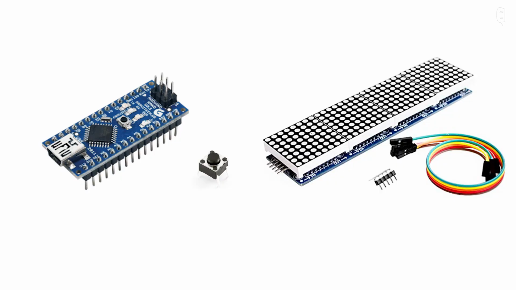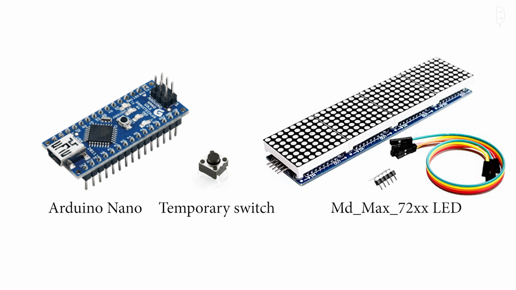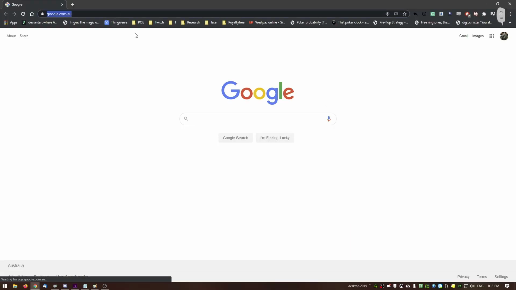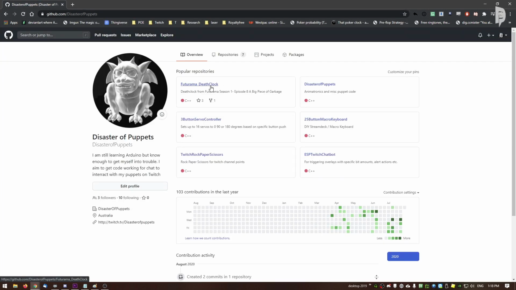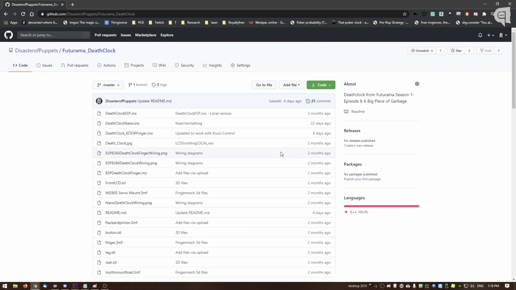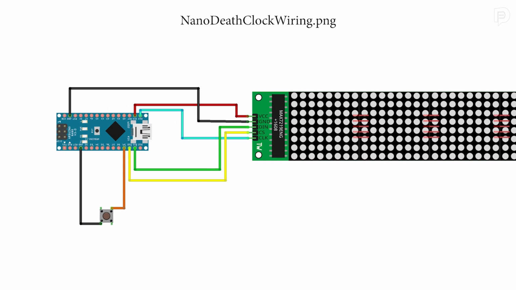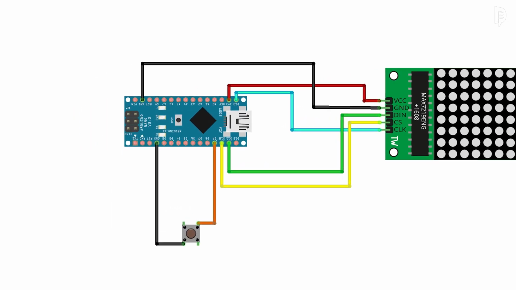The basic unit requires an Arduino Nano, a temporary push button, and 4 8x8 panel LED displays. To obtain the files, you'll want to head to github.com/disasterofpuppets. Go to Futurama Deathclock and you'll want to grab deathclocknano.ino. You can also find the wiring diagrams and 3D files here.